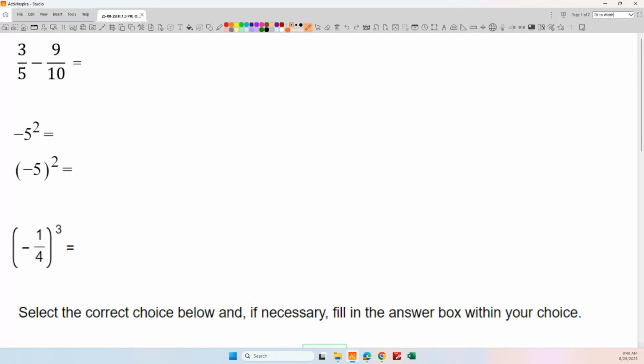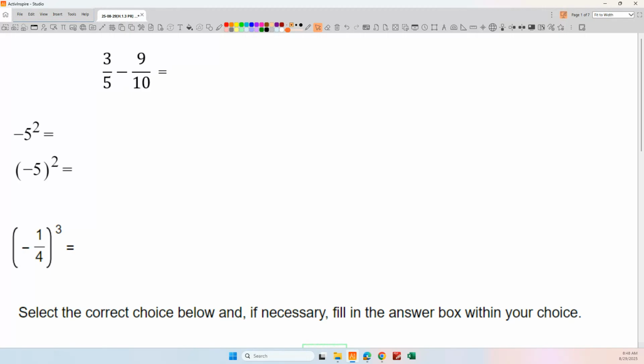it's been a little while. Remind me, how would we deal with subtraction of fractions? What would I have to do there? I need a common denominator, right? So what does that look like? We'll come back to this stuff later again too, but what would my common denominator be?